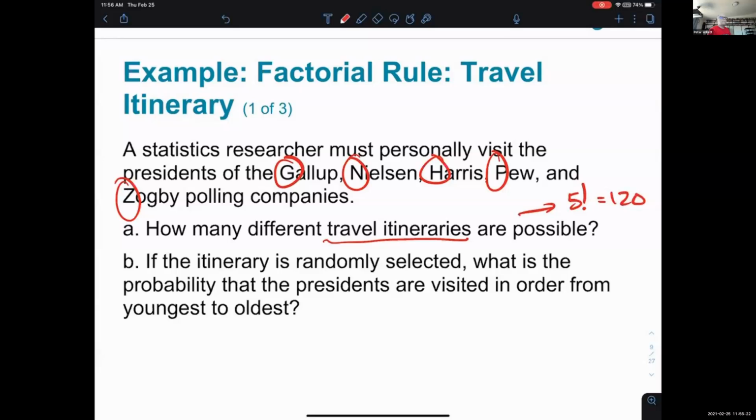Then they follow that up. If the itinerary is randomly selected, like drawing company names out of a hat to determine the order in which you're going to visit them, that would be random. What is the probability that the presidents of the companies are visited in order from youngest to oldest? Well, the youngest to oldest order of the presidents of these companies is one specific ordering out of those 120 that happens to have the youngest first, then the next oldest. That's one of those 120 possibilities. And so the probability would be 1 out of 120.